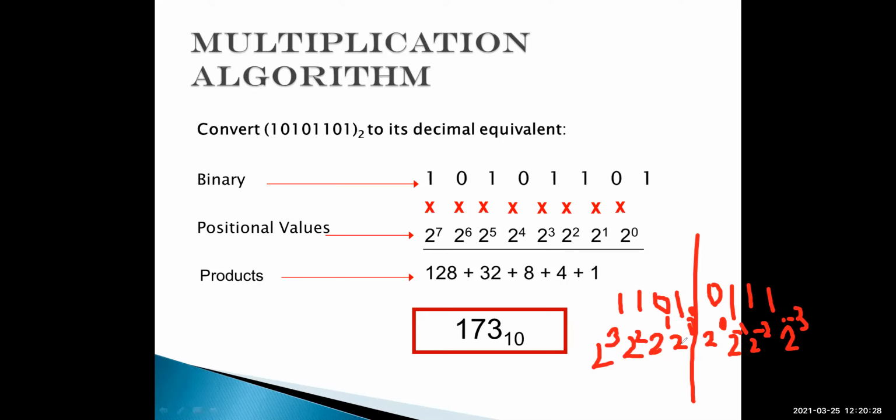Now the left hand side. 2 raised to 0 means 1, and 1 multiplied with 1 is 1. Then 2 raised to 1 means 2, but 2 is multiplying with 0, so I write 0 here. 2 raised to 2 means 4, 4 multiplied with 1 means 4, so I write 4 here. Then 2 raised to 3 means 8, and 8 multiplied with 1 is 8.